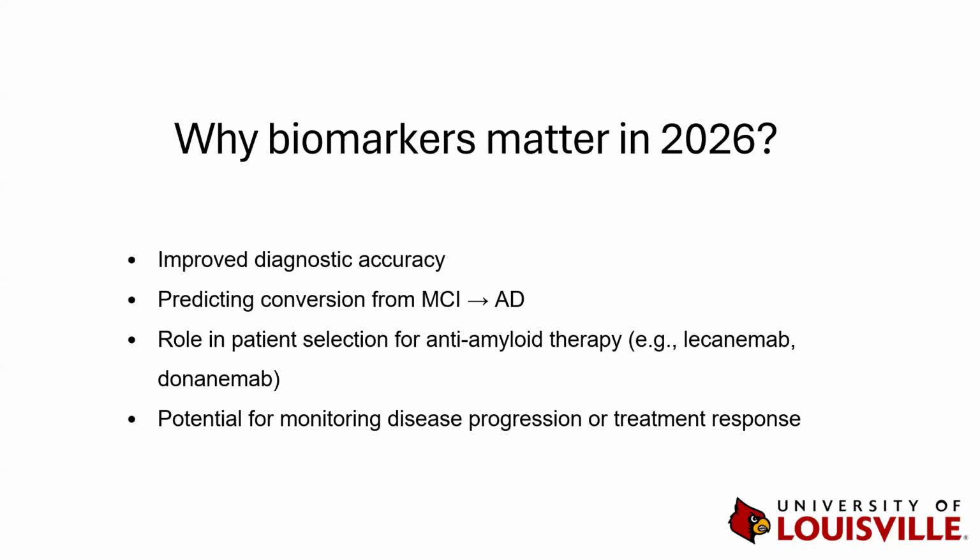It also plays an important role in the selection of patients for anti-amyloid therapy, some of these monoclonal antibodies. If they don't have any amyloid plaques, then they would be a poor candidate to try to clear these plaques. It also may be important to look at, as the disease progresses, whether they are having a response to the therapy as well.